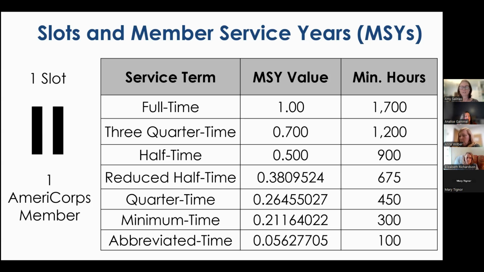Just like the activities we talked about, you could have all of one type, or you could have some of one type and some of another type. It depends on the activities that you're thinking about. We're going to talk in the budget about some of the terms you see on the screen, like MSY slots. We'll talk about that in the budget, but we're just sharing the service terms right now.